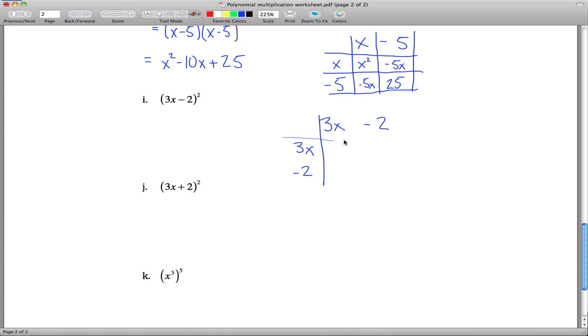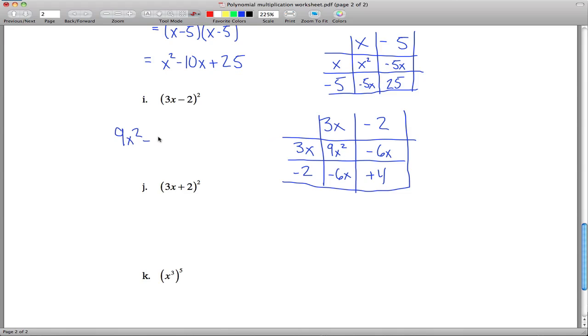(3x minus 2) squared. Remember, that's (3x minus 2) times (3x minus 2), similar to the last one. Get 9x squared minus 6x and plus 4. Put it together, you get 9x squared minus 12x plus 4.